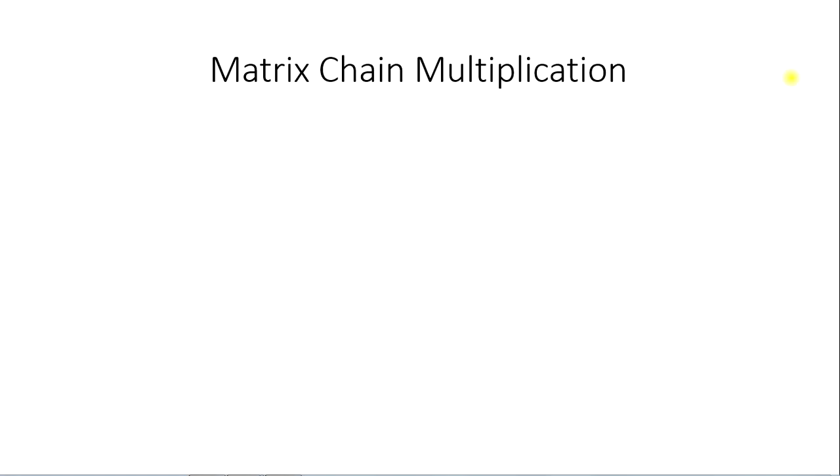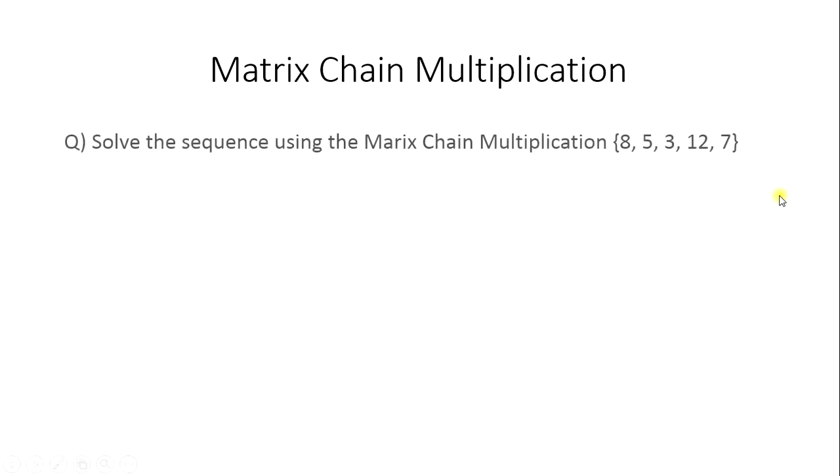Hello everyone. Today we are going to talk about matrix chain multiplication. Let's take a look at a sample question. Suppose we have a question where we need to solve the matrix chain multiplication for this particular sequence 8, 5, 3, 12 and 7. So what does this mean? What this means is that we have four matrices that we need to multiply.